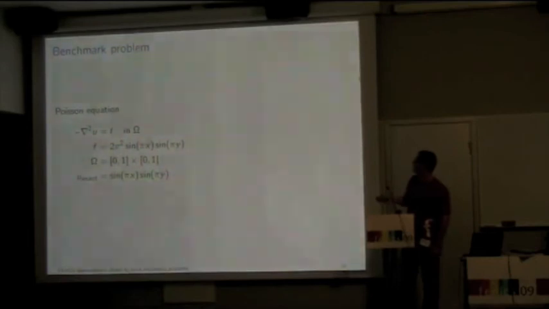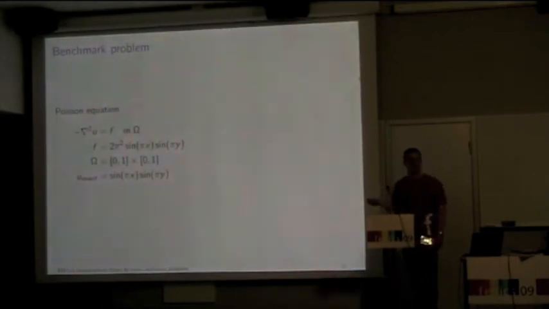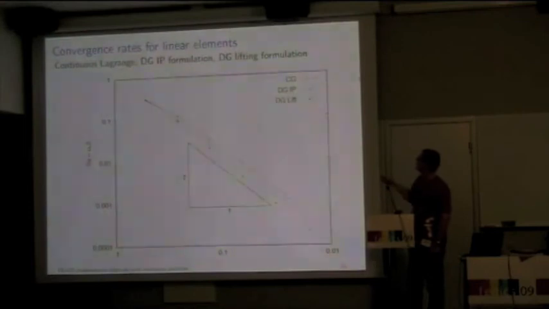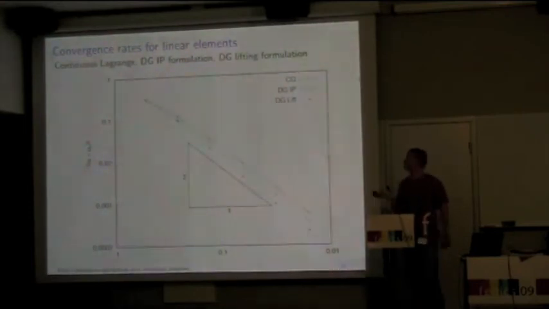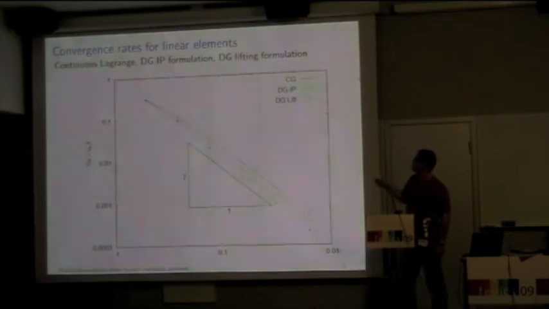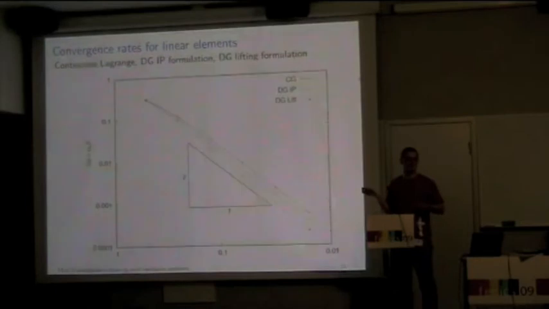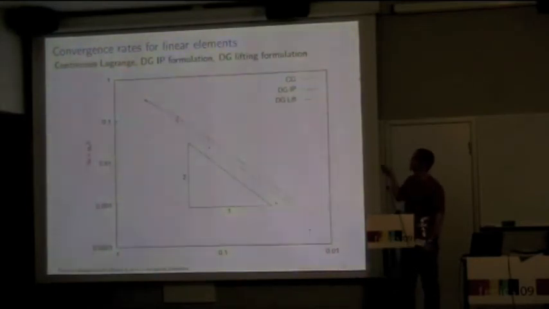But let's look at a benchmark problem. We have the Poisson equation with this source term on this domain, and we have this exact solution. We compare three different formulations: continuous Lagrange using linear elements, discontinuous IP formulations with discontinuous linear elements, and the lifting formulations, with linear discontinuous elements for V and U and a constant lifting space. We see we get a k+1 order convergence, which is quite nice.